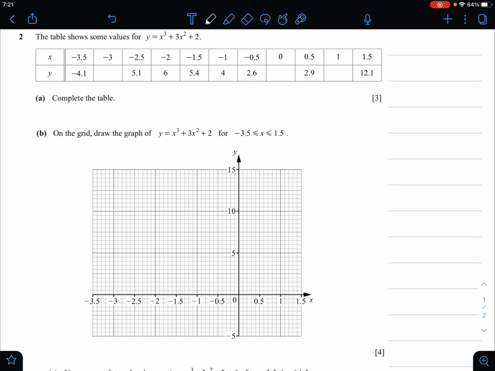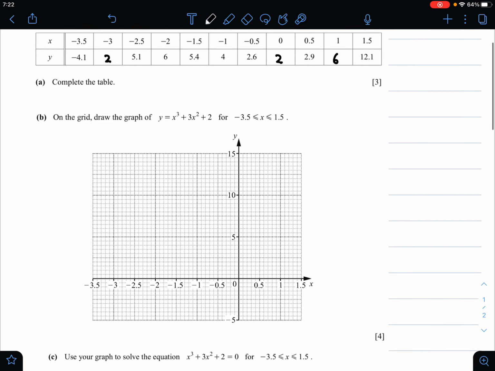So for part A, they are asking us to complete the table. The easiest way to do this is to simply substitute the x coordinates into the equation and solve it in your calculator. When you do that, when the x coordinate is -3, you will get the y coordinate as 2. When the x value is 0, you will also get the value as 2. And when the x coordinate is 1, you will get the value as 6.